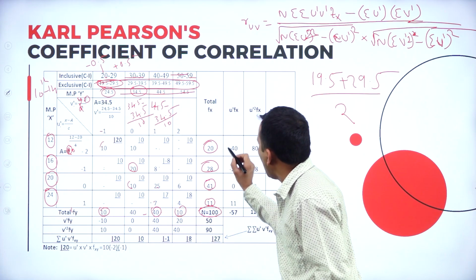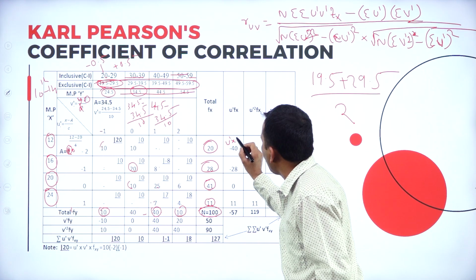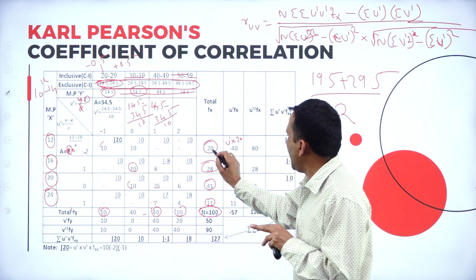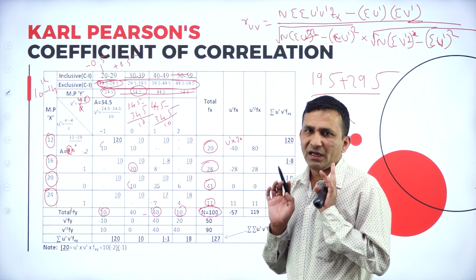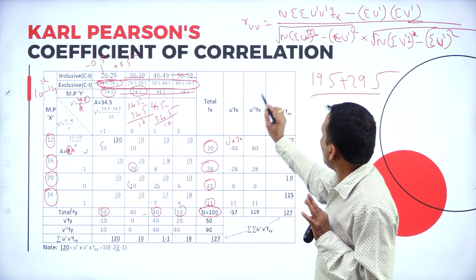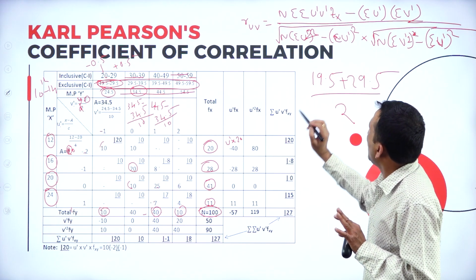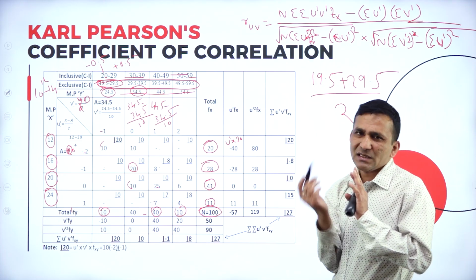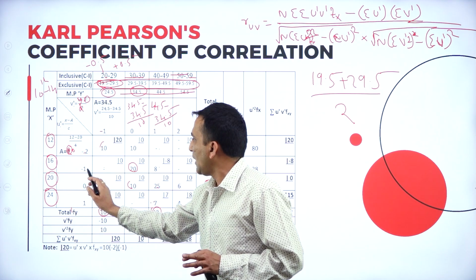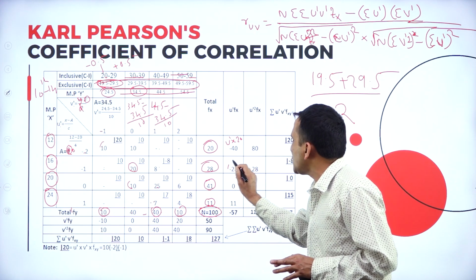How are we getting minus? See here, U dash into frequency. We already got the frequency 20. Now the U dash value is minus 2. Minus 2 into 20, minus 40. Because the formula requires it, we are just converting. Is it clear? The frequency X and Y is very important. Now second, U dash value minus 1, minus 1 into the respective frequency 28, minus 28.